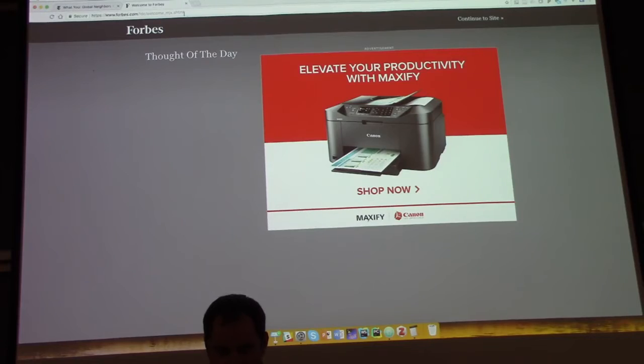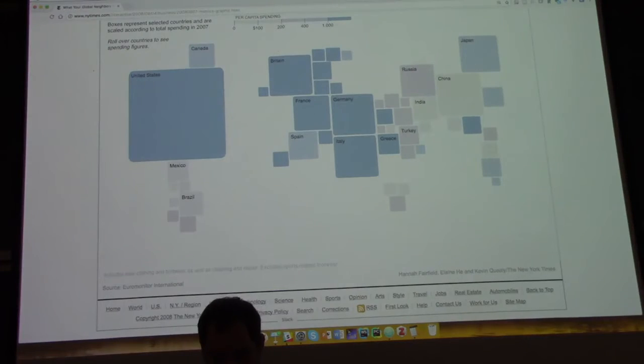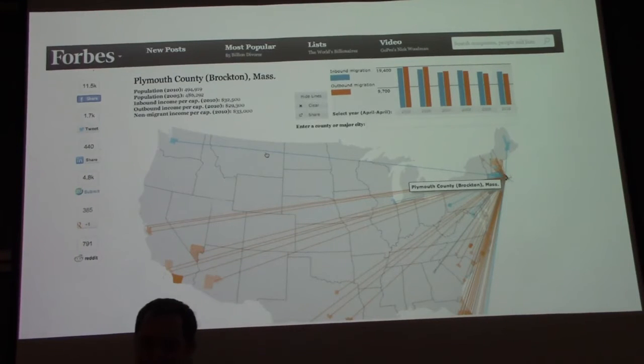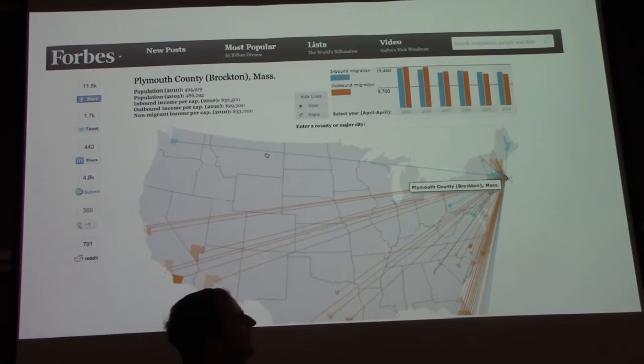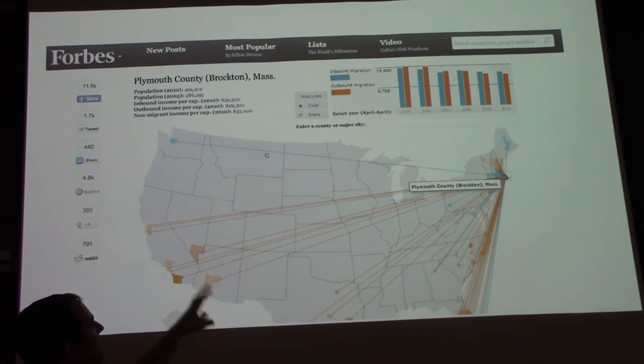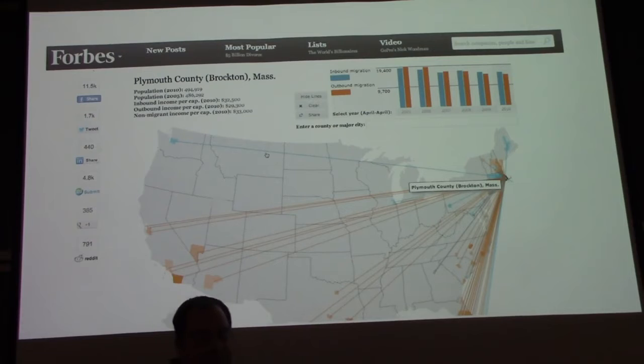Oh well. So this is a visualization of immigration paths between different areas in the United States. It is interactive; you can hover over any area that you want to. Here I've highlighted Plymouth County in Massachusetts, and I'm looking at where people are moving.